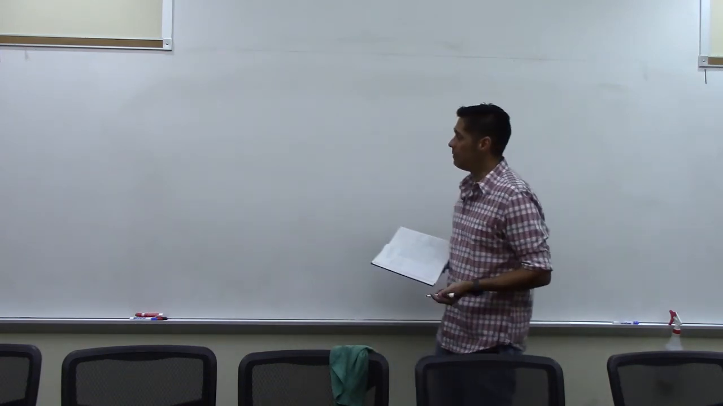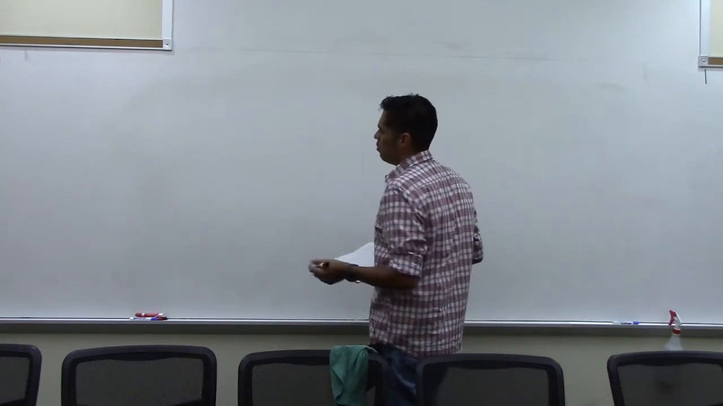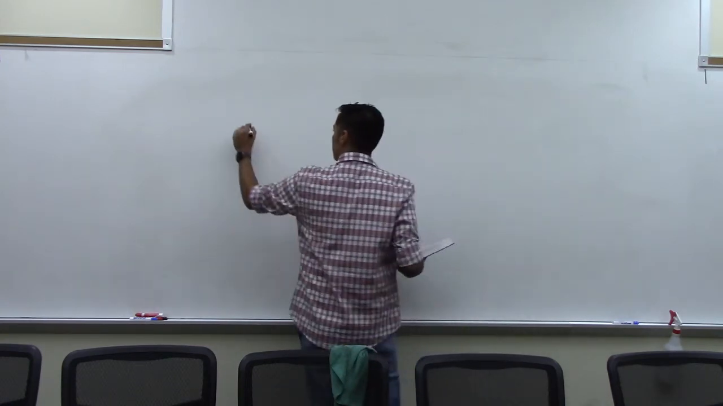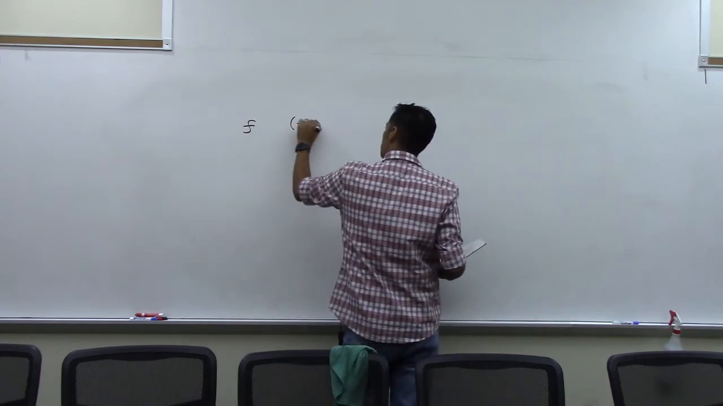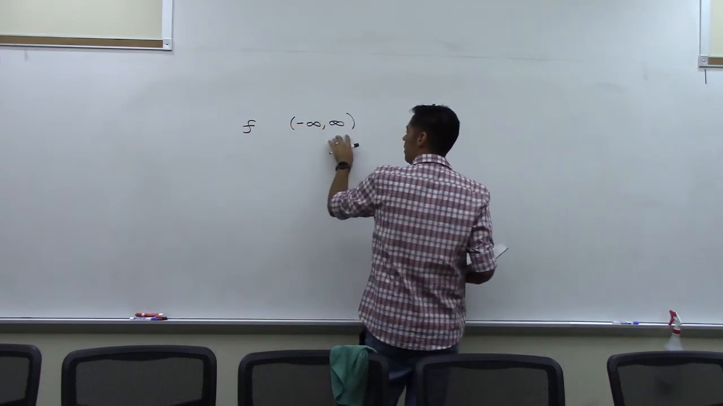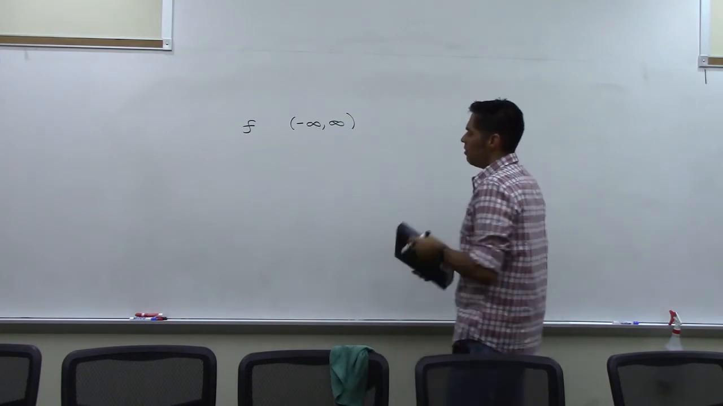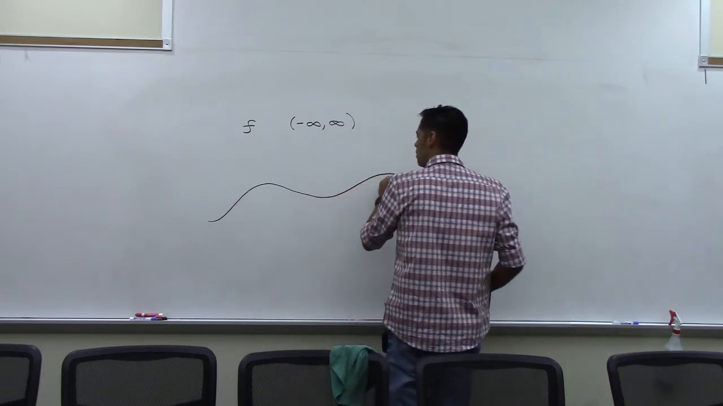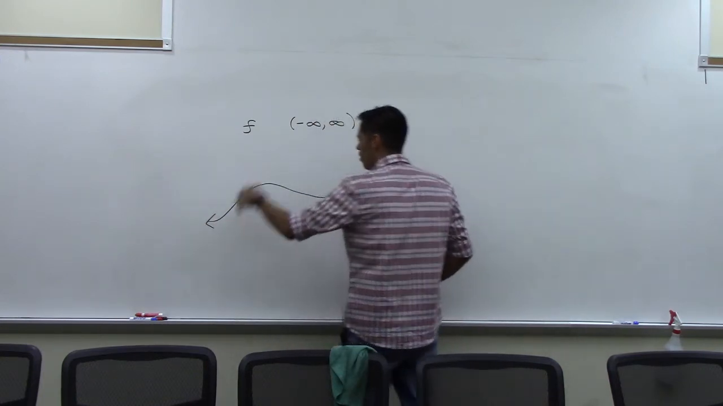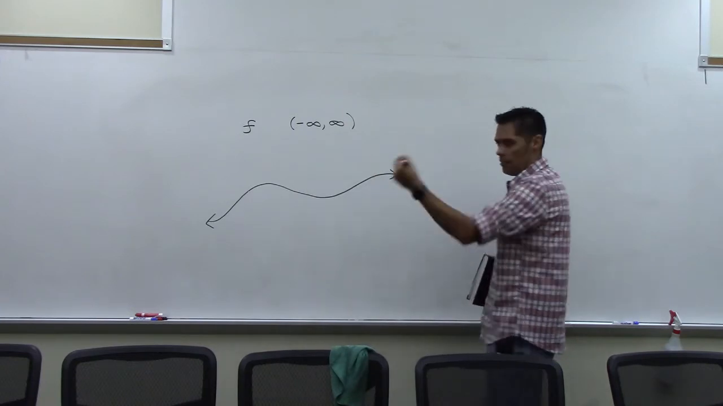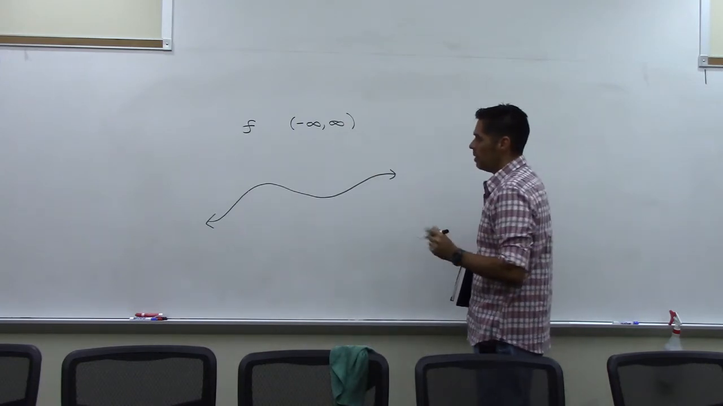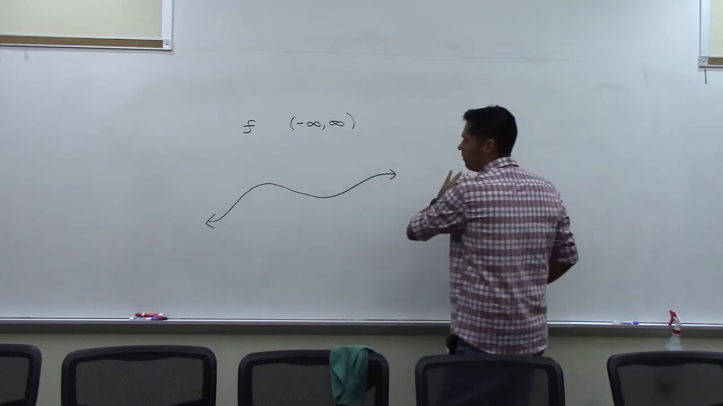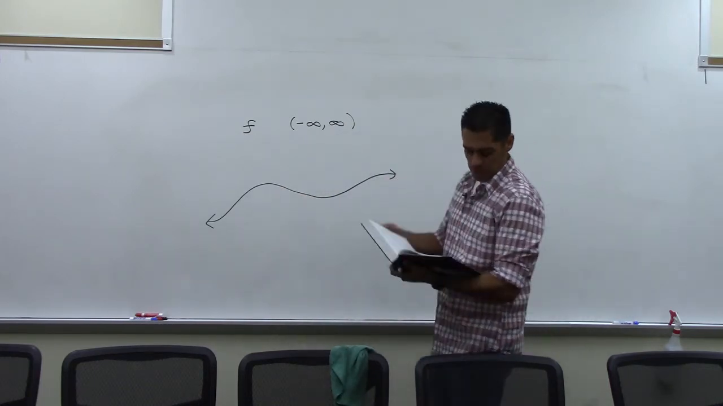Number 2 says, if f is continuous on the interval negative infinity to infinity, what can you say about its graph? So here we just want the basic idea. If you have a function f that is continuous on that interval, that means that you can draw this function without picking up your pencil. We don't know what it's going to look like, but you can basically draw it without lifting your pencil off the piece of paper. And it'll go to the left forever and to the right forever.